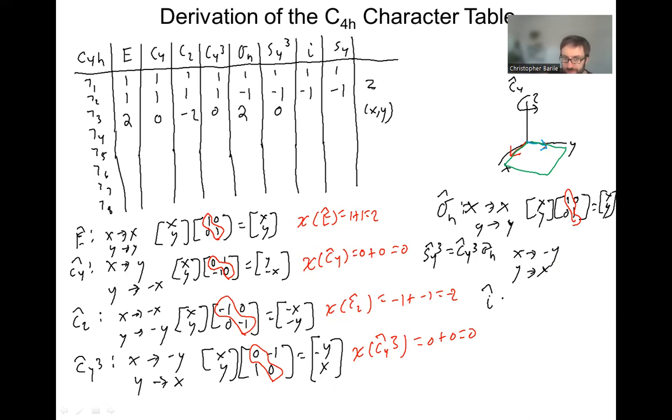Inversion, by definition, x, y, z, or arbitrary point x, comma, y, comma, z goes to negative x, negative y, negative z. So x goes to negative x, y goes to negative y, and we get negative 1s along the diagonal.